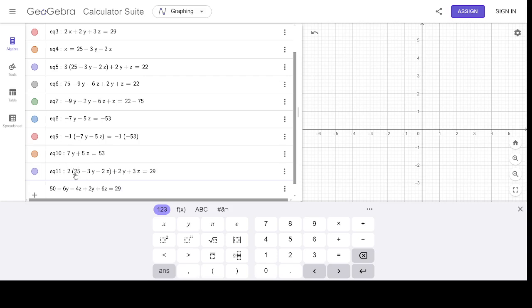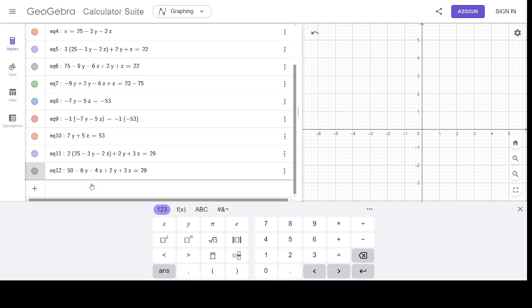So you can just check through. This is 25 minus 3y minus 2z. So if you multiply by 2 through, you get 50 minus 6y minus 4z, then plus 2y plus, sorry, this is not 6, it's supposed to be 2y plus 3z. So 2y plus 3z is equal to 29, okay?